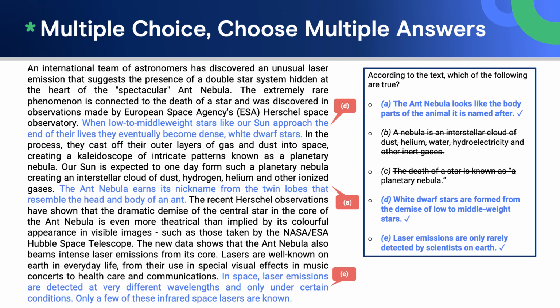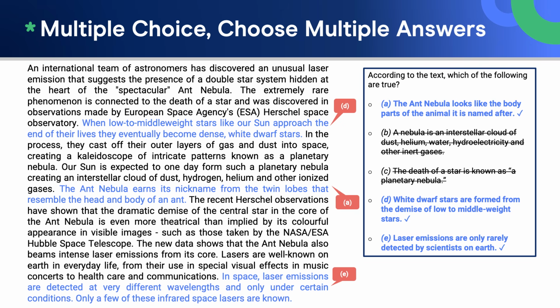Let's see why D is right. Answer option D says, white dwarf stars are formed from the demise of low to middleweight stars. And the text says, when low to middleweight stars like our sun approach the end of their lives, they eventually become dense white dwarf stars. These two statements, the answer option and this particular sentence, say the same thing in different ways. The meaning is the same.